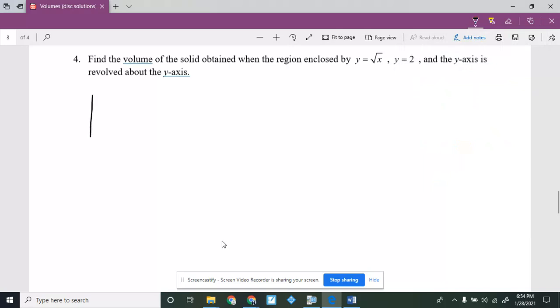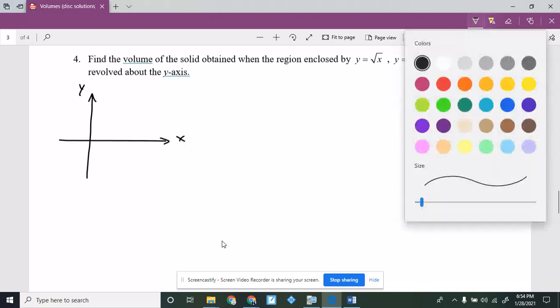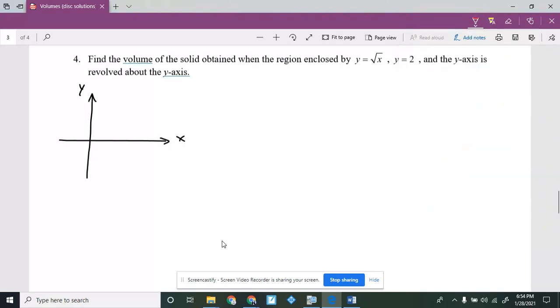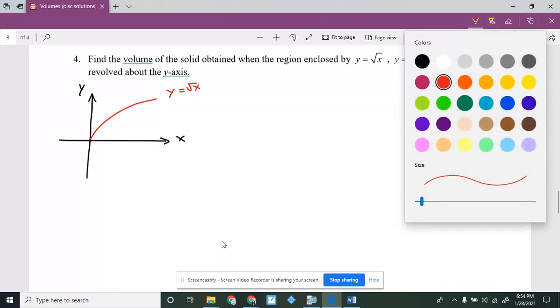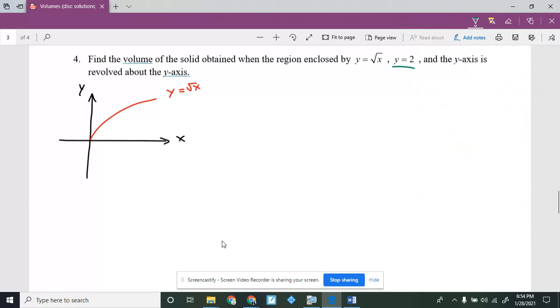So let's go ahead and do it. So let's sketch this. So there's my y-axis. Here's my x-axis. And now I got y equals radical x. So I know that looks something like that. And I got y equals 2, which is just going to be a horizontal line, right? So that's going to look something like that.